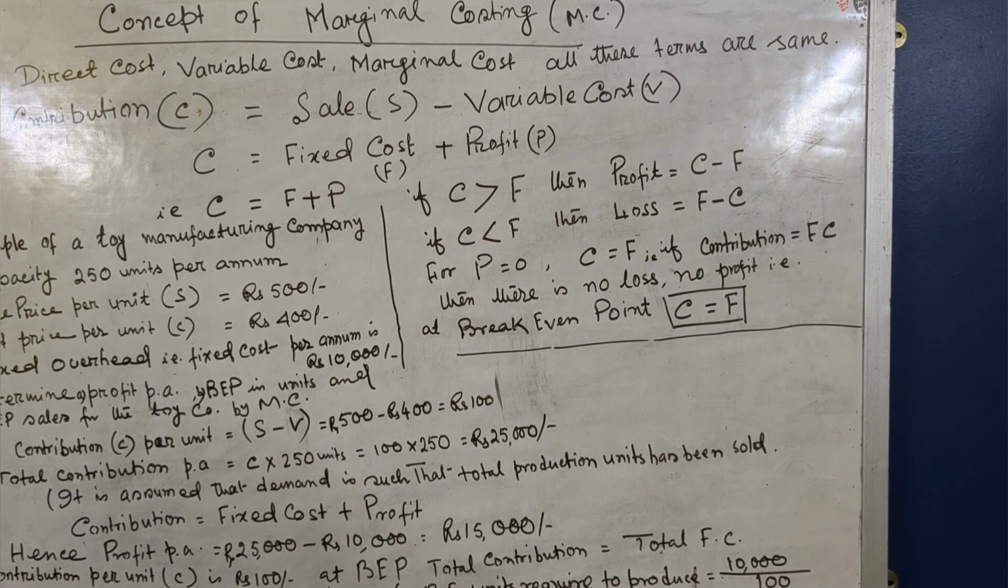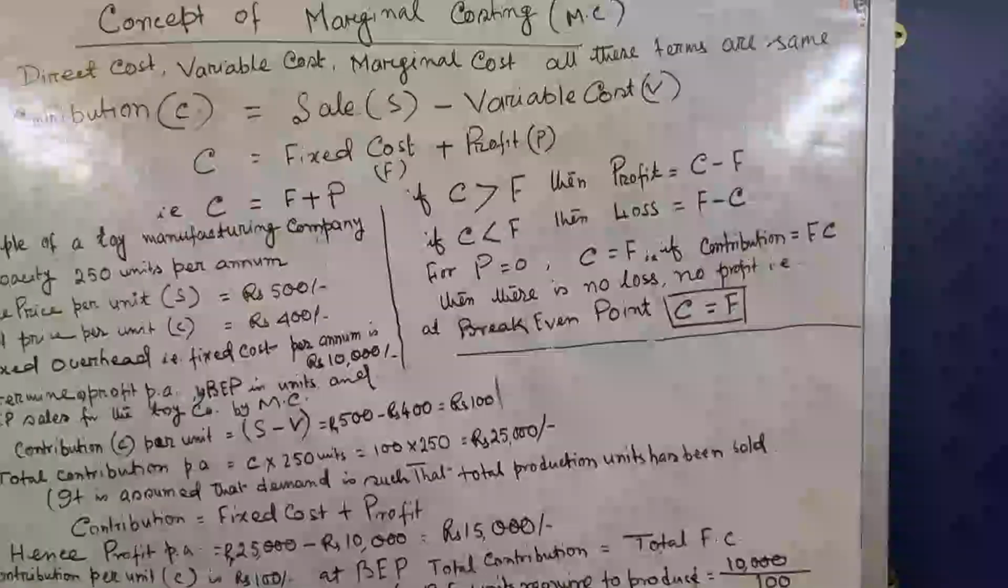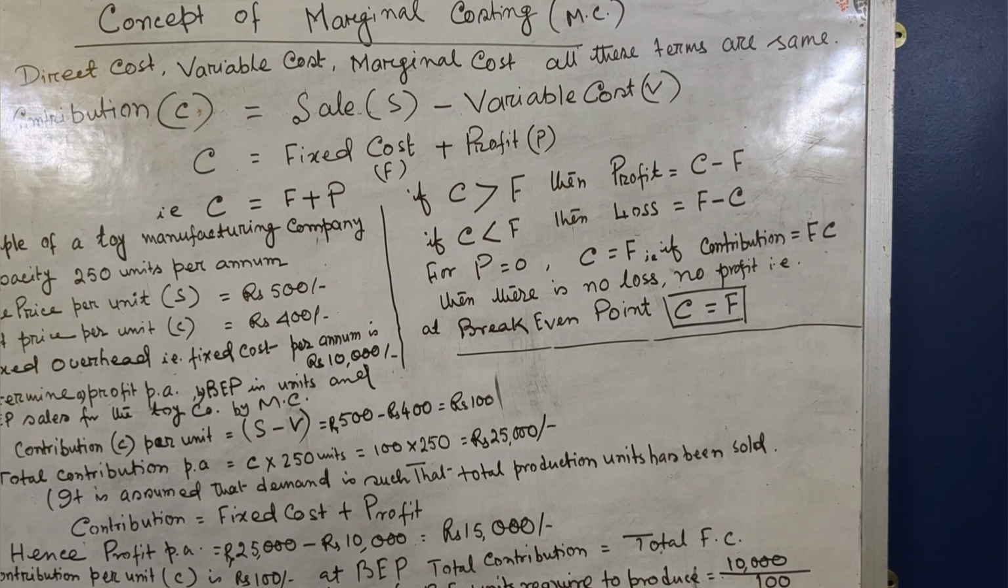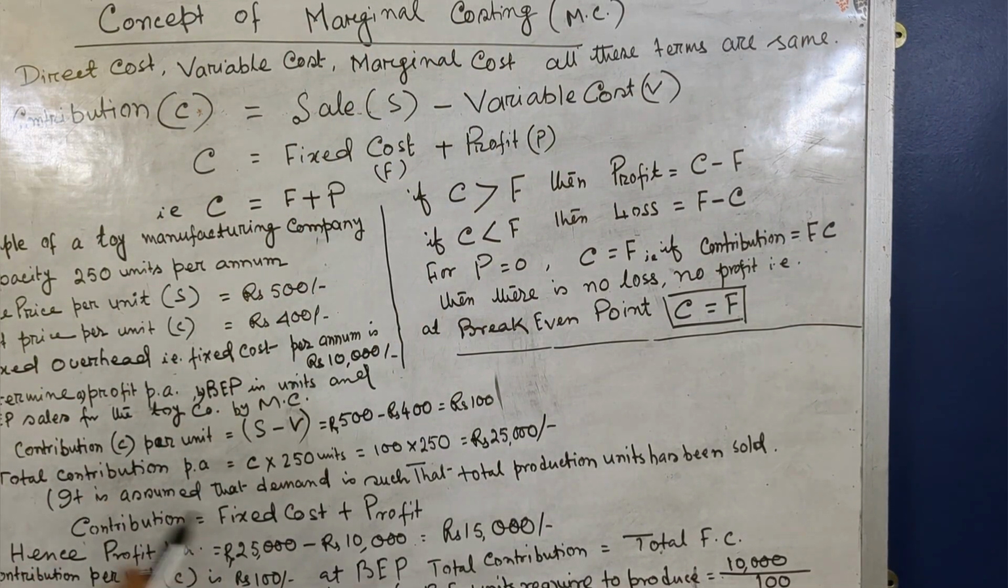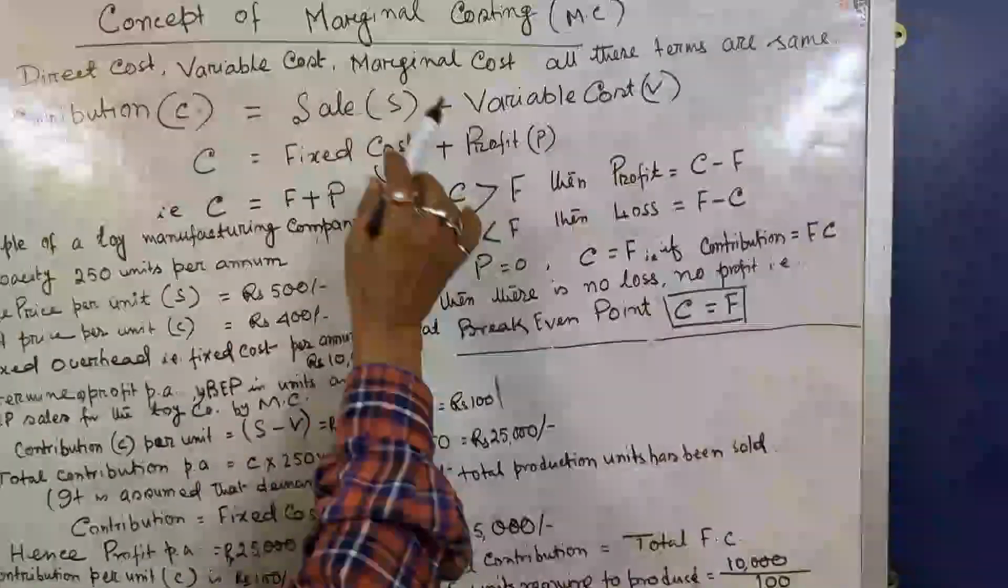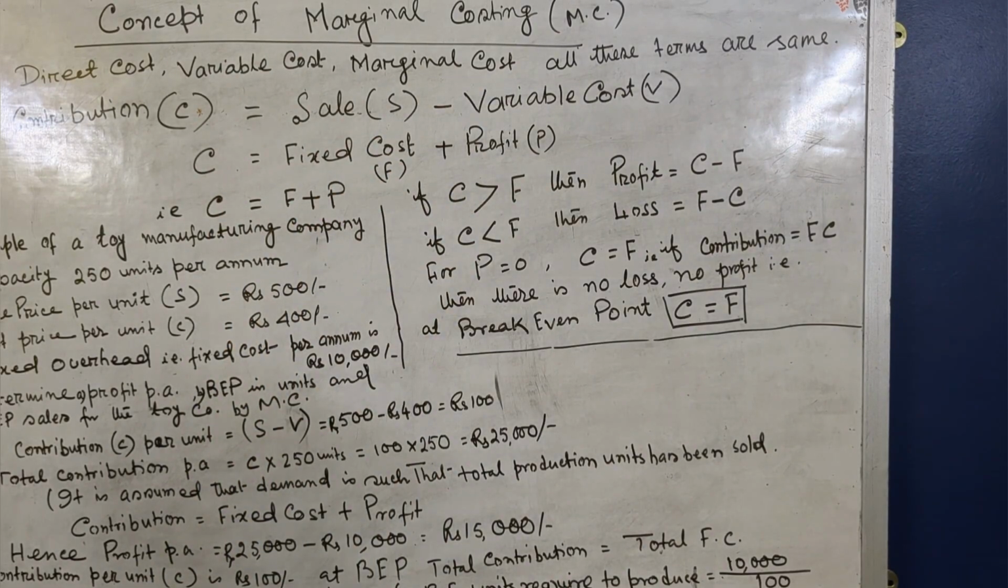Now we are going to discuss the concept of marginal costing. We have already discussed the classification of cost, behavior wise classification, and now we are going to show you how you will apply this costing method. Okay, marginal costing: direct cost, marginal cost, variable cost, all are the same terms.